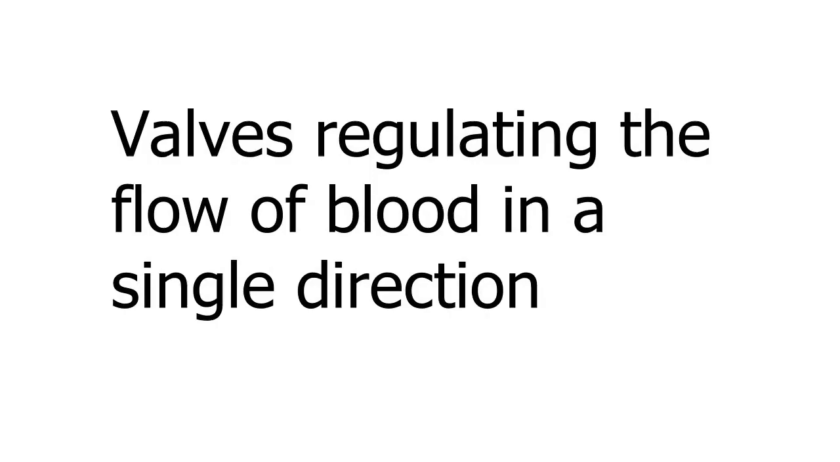Now when we come to the pulmonary semilunar valve, it is located at the opening of the right ventricle into the pulmonary artery, and these are pocket shaped and 3 in number. After that, the aortic semilunar valves are located at the point of origin of the aorta from the left ventricle, and these are also 3 in number and pocket shaped.